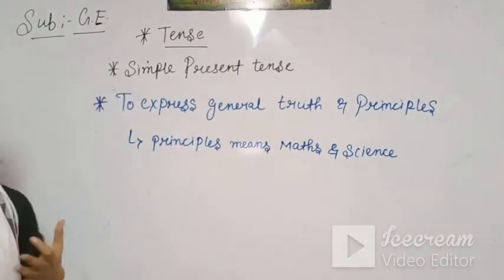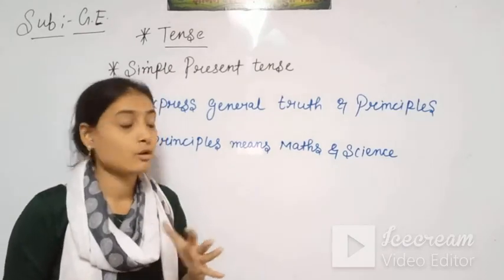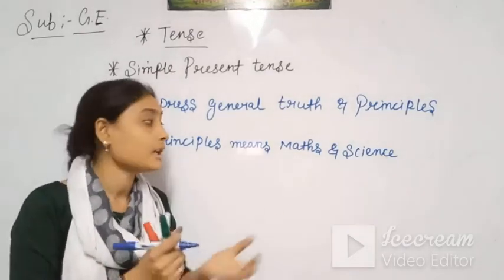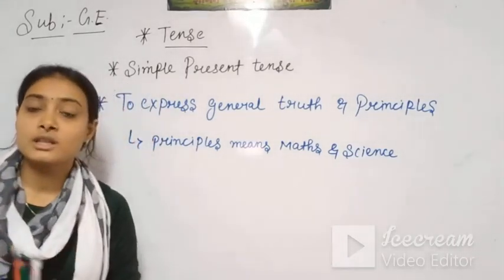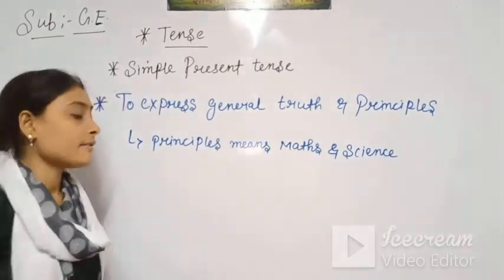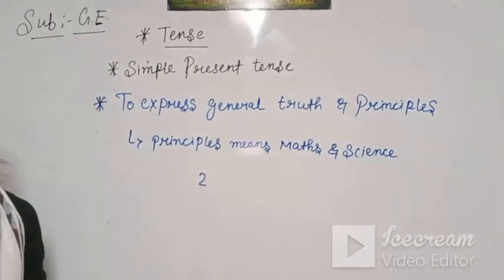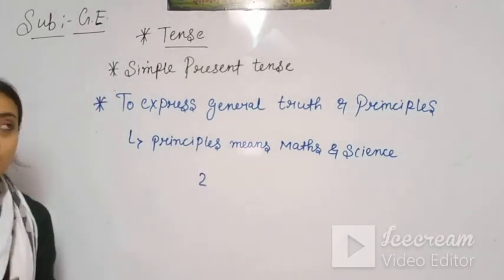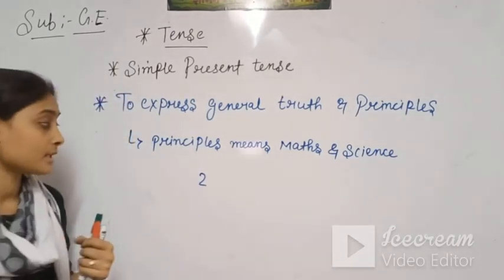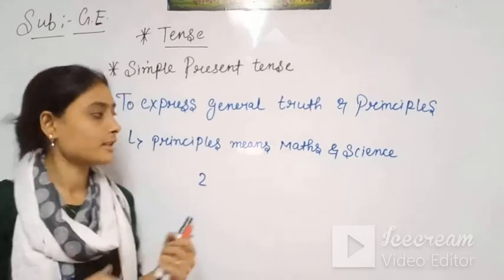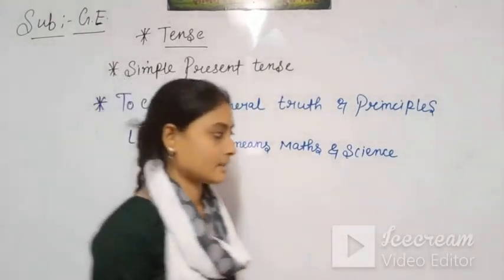If we have to make any equation in science, then we are using the specific formula. If we add 2, then in that equation we have to remove 2 also. So that is the principle, specific principle. We cannot change it. Clear? At that time we use the present tense.